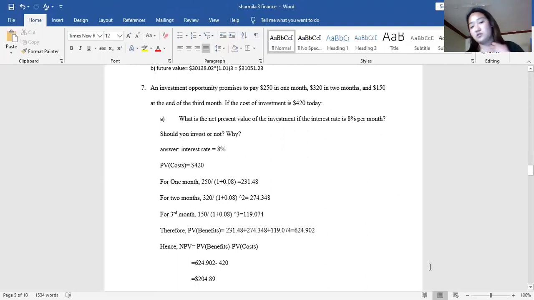For question number 7, an investment opportunity promises to pay $250 in 1 month, $320 in 2 months, and $150 at the end of the third month. The cost is $420 today. What is the net present value of the investment? The interest rate is 8%. Should you invest or not? Why?